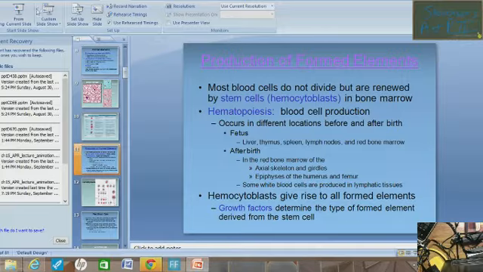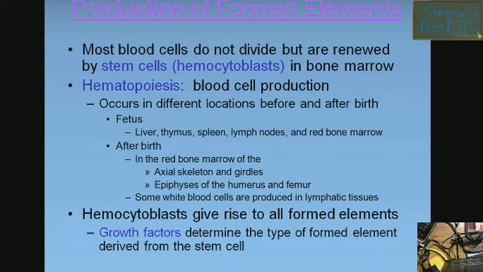Okay, hematopoiesis is the process of blood cell production. It occurs in a couple different places. It happens in the fetus, in the liver, the thymus, the spleen, lymph nodes, and in the red bone marrow.